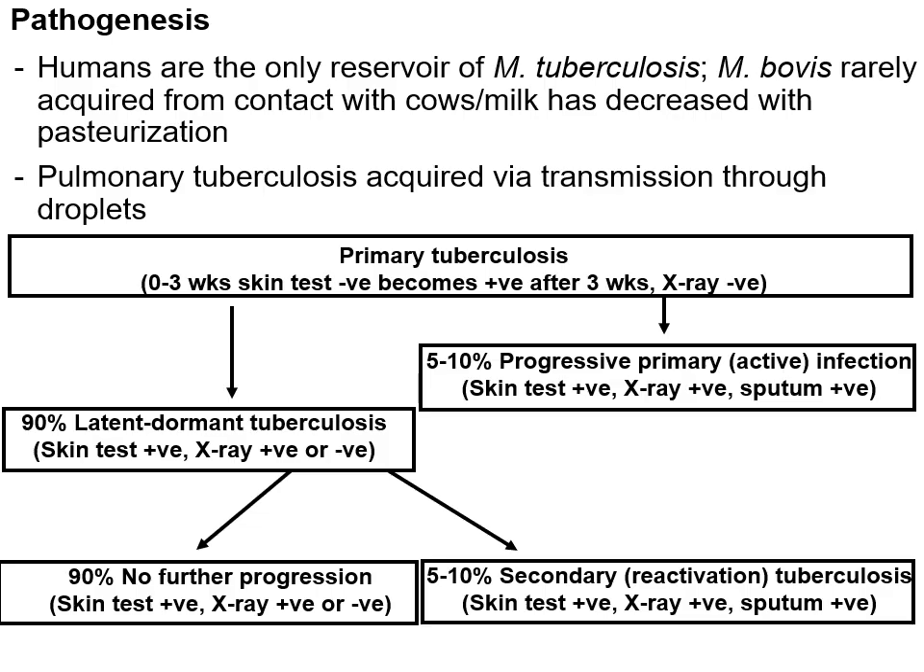In a minor proportion of them, the 5 to 10% we talked about earlier, the lesion could liquefy and reactivate due to some form of suppression in the immune system. What happens is you have secondary or reactivation tuberculosis. The skin test is positive and the X-ray is positive, and the person is coughing up the organism in the sputum and is contagious.